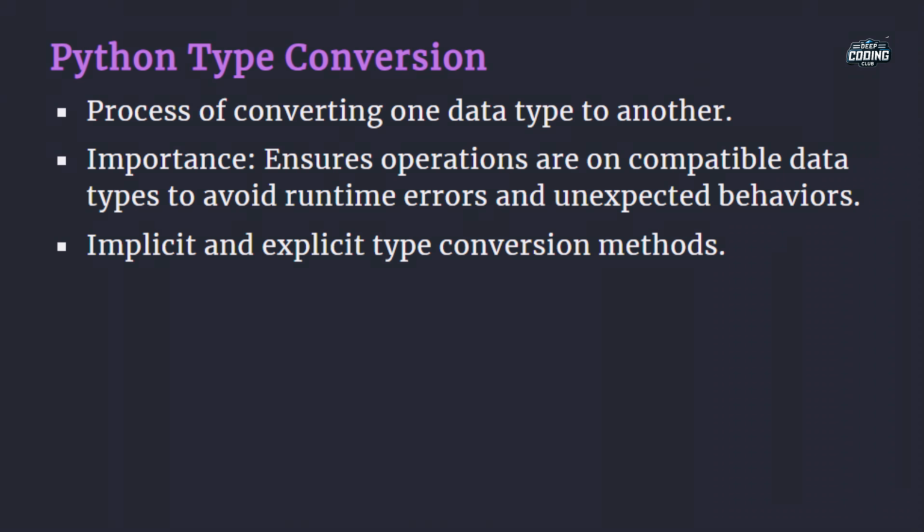Python type conversions. In Python, type conversion is the process of converting one data type to another data type. And this capability is important in Python because it ensures that operations are performed on compatible data types. And this helps you to avoid runtime errors and unexpected behavior. Let us see how type conversions work in Python, including both implicit and explicit methods.